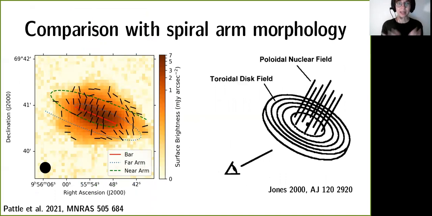Incidentally, this isn't a new suggestion for how the magnetic field in M82 ought to work. This was predicted by Terry Jones back in 2000. This is a cartoon from his paper in which he suggested that there should be a poloidal nuclear field and a toroidal disk field. Again, this predates the discovery of spiral arms in the galaxy, but that cartoon is nicely similar to what we're observing with POL2 when we're looking at the cold dust component. So all of this does come together really quite nicely with the predictions.